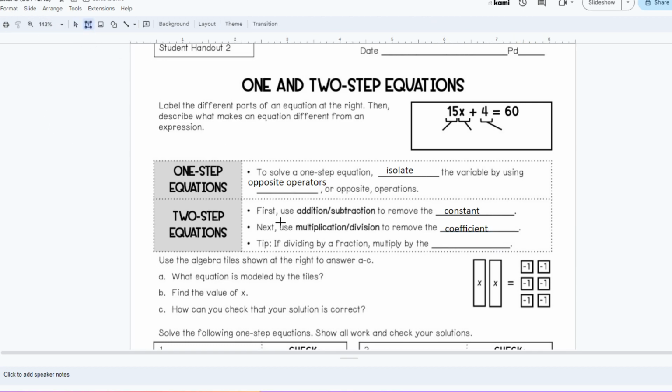All right, tip, if dividing by a fraction, multiply by the inverse. I'm just going to call it inverse. So an example of this would be if you were dividing by, say, 3/2, the inverse of that would just flip it upside down and multiply by 2/3. The reason why we do this will be shown a little later.